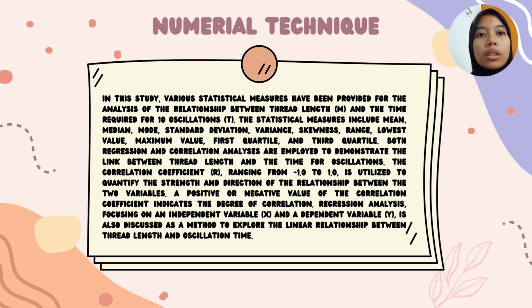The correlation coefficient, ranging between negative 1.0 and 1.0, is used to quantify the strength and the direction of the relationship between the 2 variables. A positive or negative value of the correlation coefficient indicates the degree of the correlation, while regression analysis focuses on the independent variable x and the dependent variable y, and is a method to explore the linear relationship between the thread length and the oscillation time.